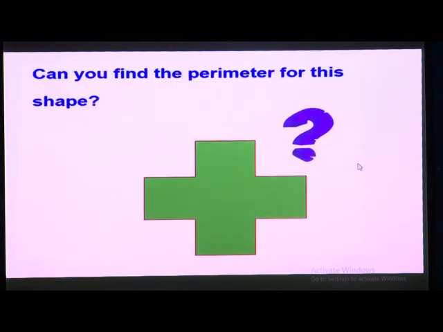Can you find the perimeter of this shape? Yes, can you find, students? Yes, it is easy to find.